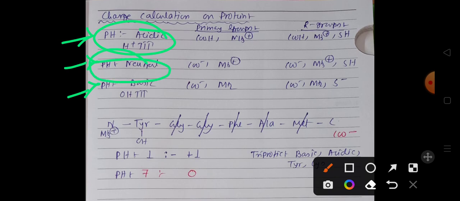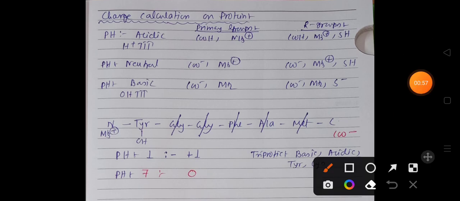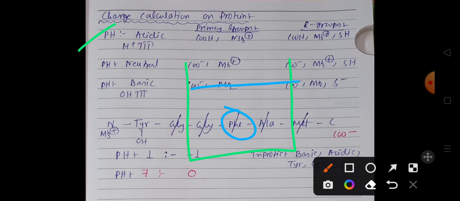If the pH is neutral, then the charge on the amino acid as well as protein will be different. And similarly, if the pH is basic, then the charge of the amino acid as well as protein will be different. Okay, so let's consider the first situation when the pH is acidic. Let's suppose you are taking a protein which is in an acidic environment.